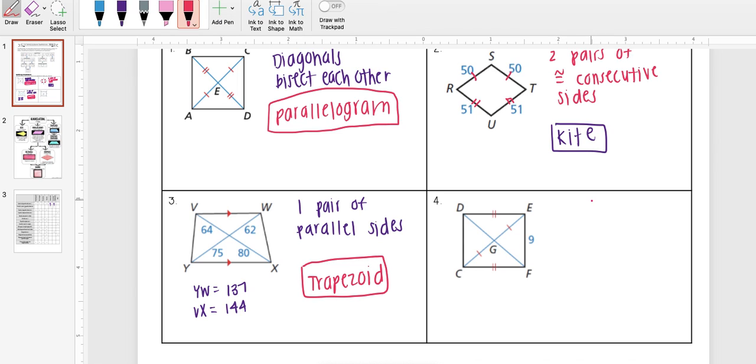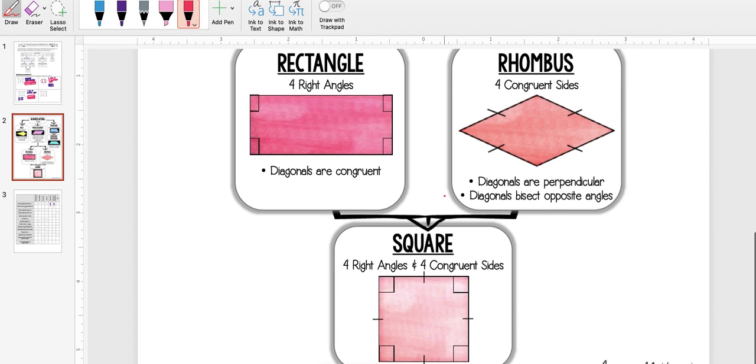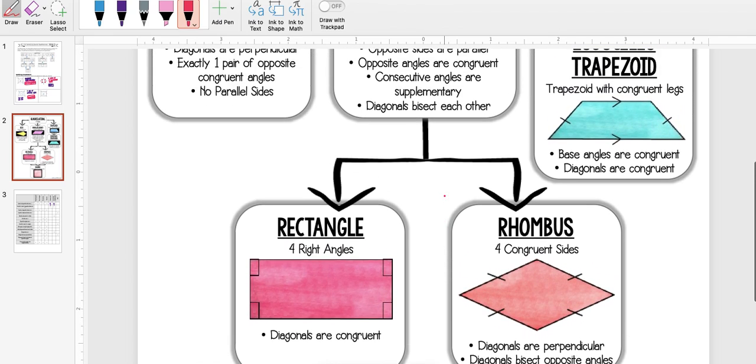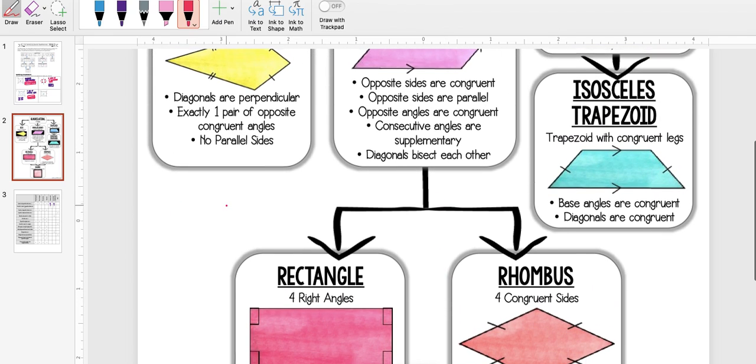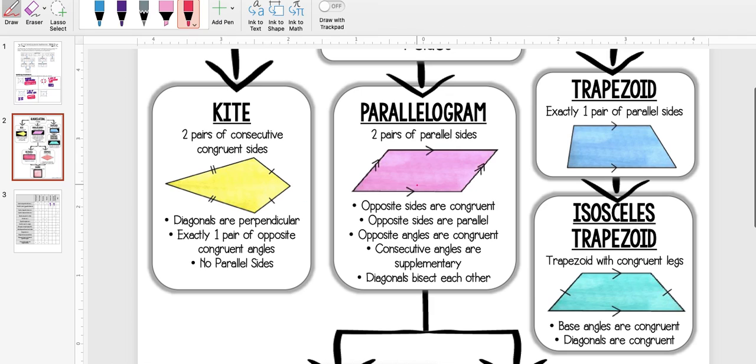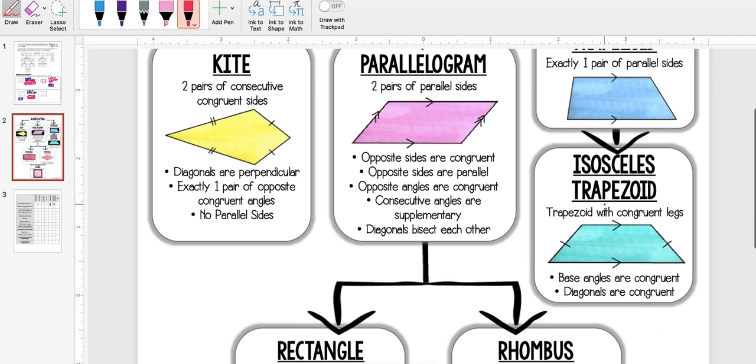Okay, looking at this last one, I know one side is 9. I have one pair of congruent sides, and I know one diagonal is bisected. Okay, let's see. Opposite sides are congruent, just one pair. Those are consecutive. That one has both pairs. Nope.